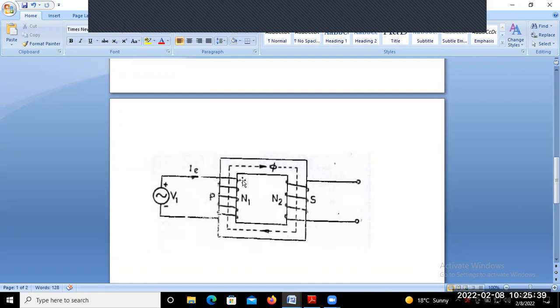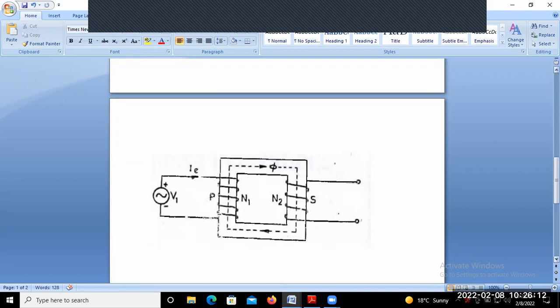Due to this MMF, flux is produced in the coil, and that flux links the primary coil as well as finds its path in the core, so it also links the secondary coil. We will discuss the secondary part later. First, we just consider the primary coil. Since the current is sinusoidal, the flux also follows a sinusoidal waveform.